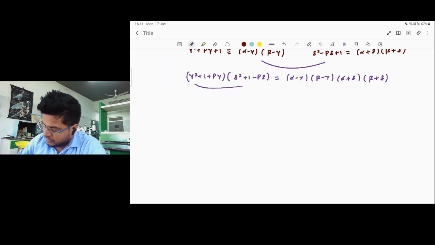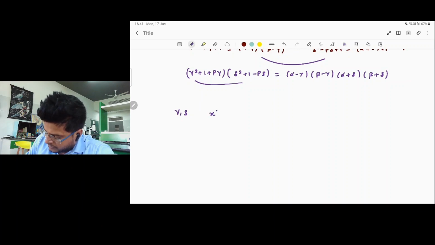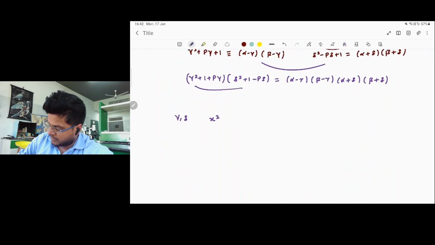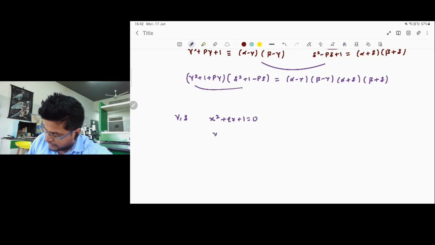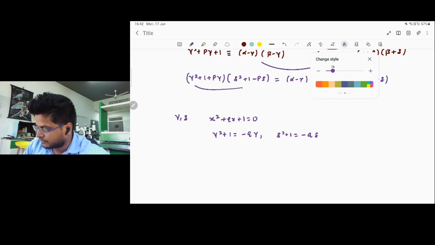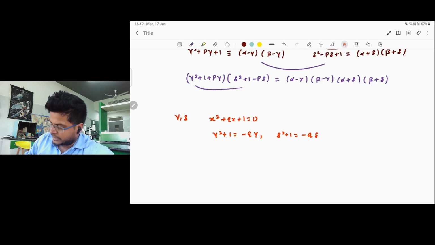So we know that gamma and delta are the roots of x square plus qx plus 1 equals 0. You can see from here you can write gamma square plus 1 equals how much? Minus q gamma, and delta square plus 1 is equal to how much? Minus q delta, right?